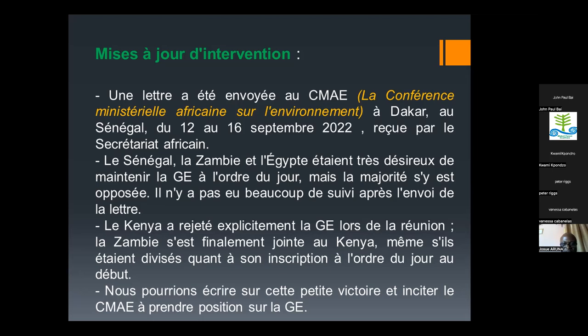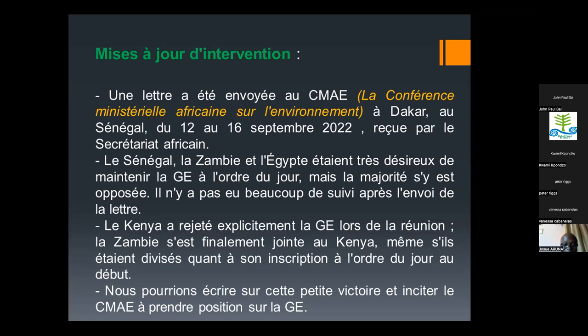In this letter, we showed our position as an African civil society to say no about geoengineering. We don't want Africa to receive so much geoengineering. Senegal, Zambia, and Egypt really wanted to maintain geoengineering on their agenda. But the majority of participants said no. The problem is that after we have sent this letter, we didn't get any feedback.